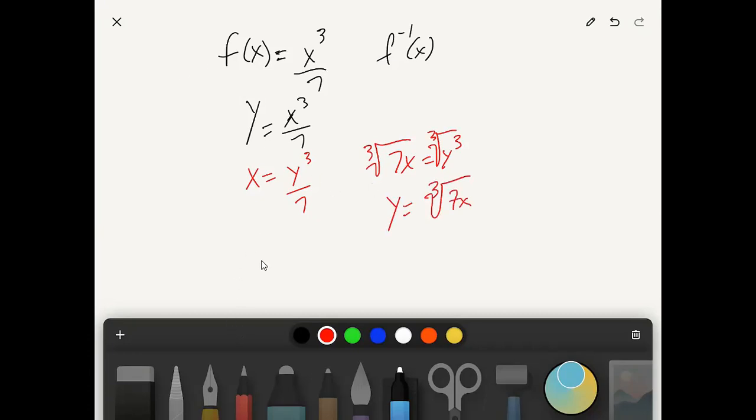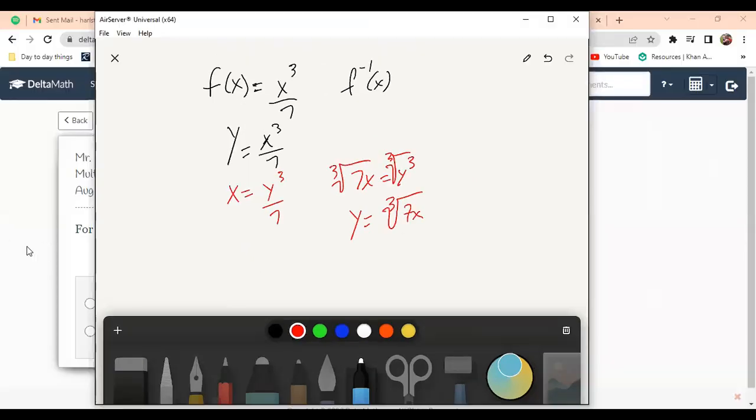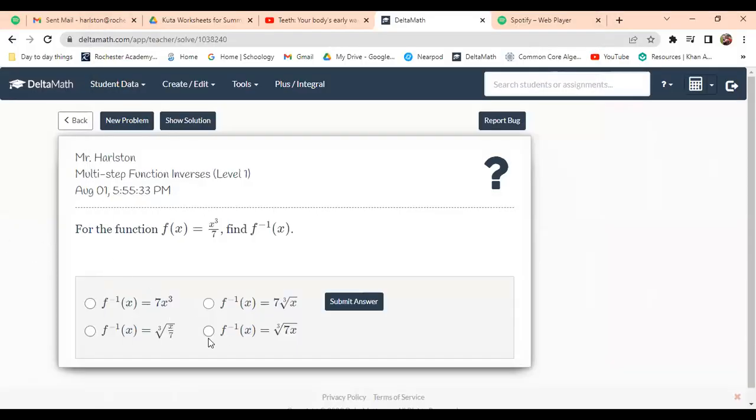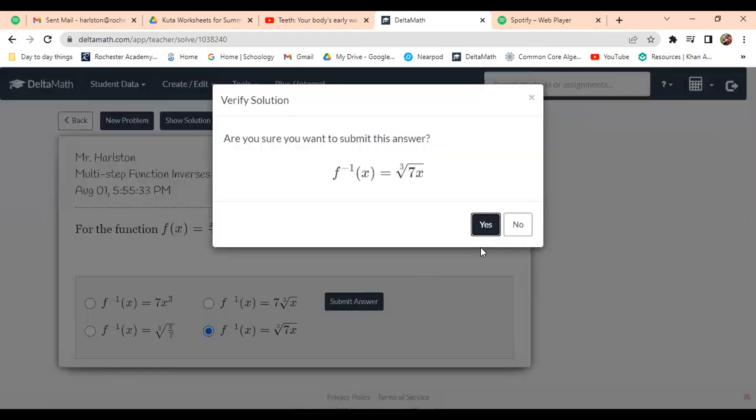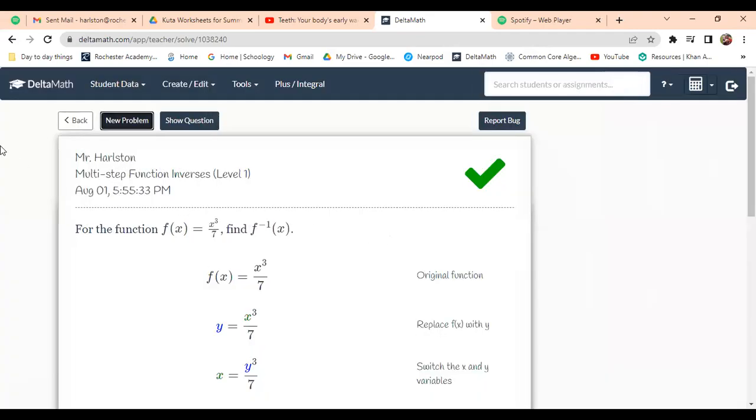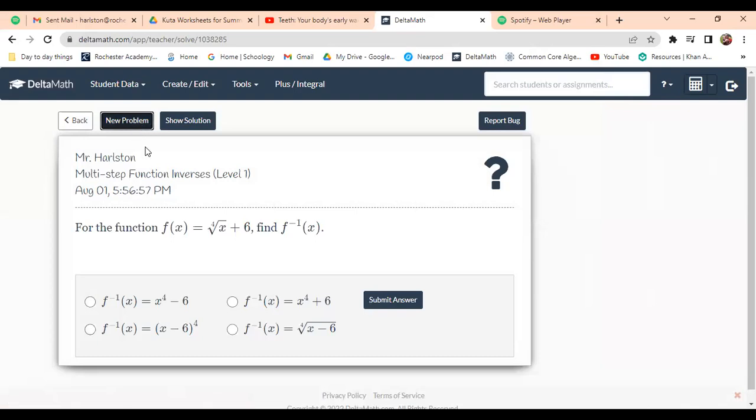So now let me see what we got here. Which one would I choose? I would choose this one and submit. And it says wonderful. All right, those are pretty straightforward. Let me see what the next one has. Okay, I'll try this one.